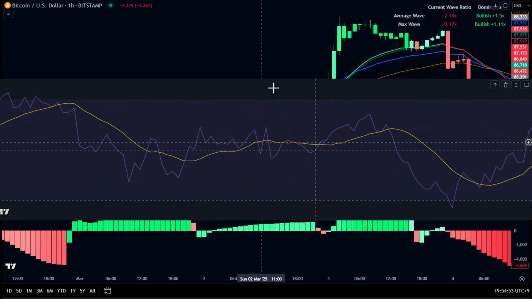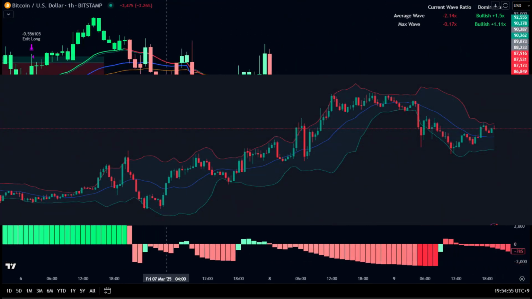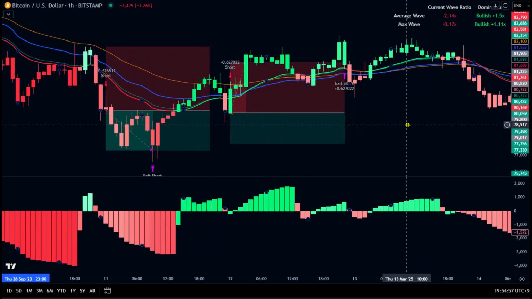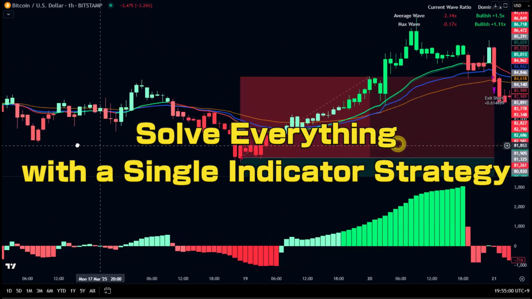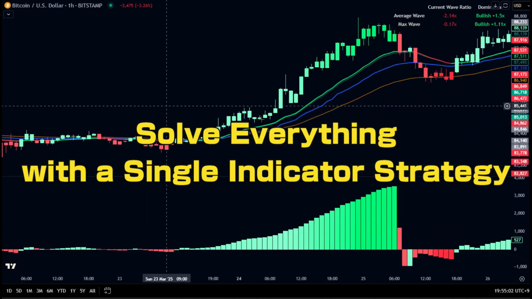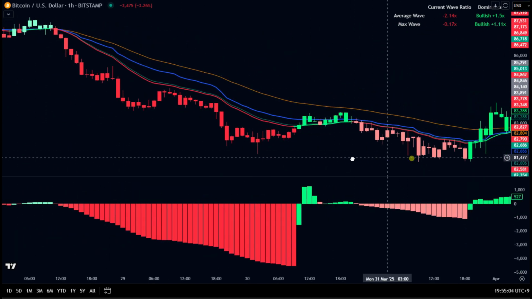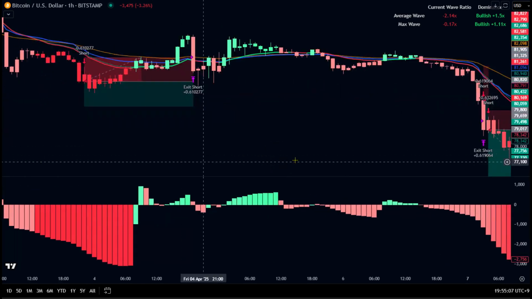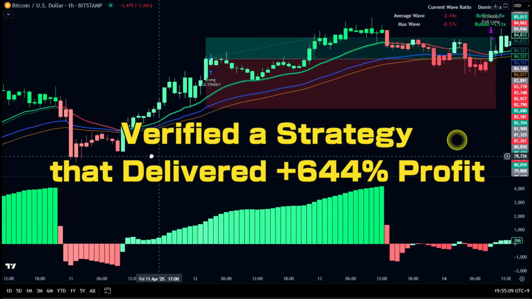RSI doesn't tell you the direction. There are too many false signals with Bollinger Bands. Have you ever had experiences like these? But what if I told you there's one indicator that can solve all these problems? We're about to analyze a strategy that actually achieved a net profit of plus 644%.